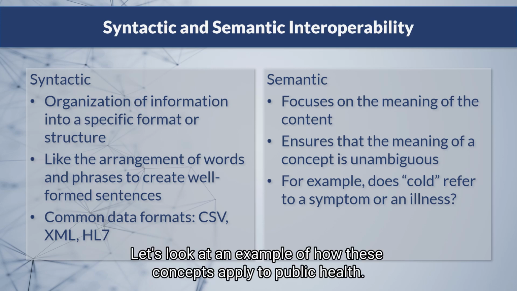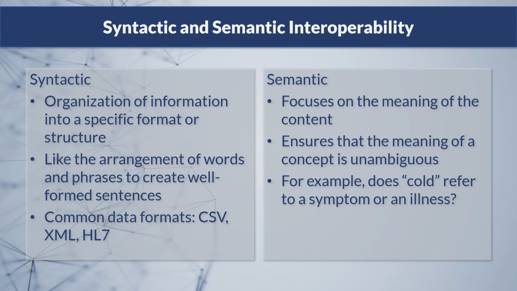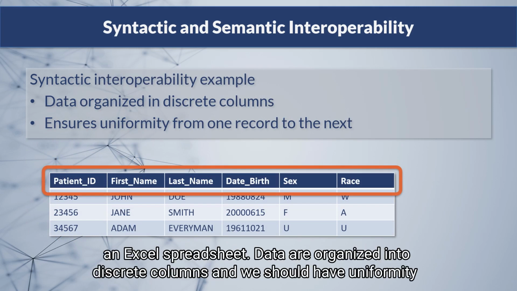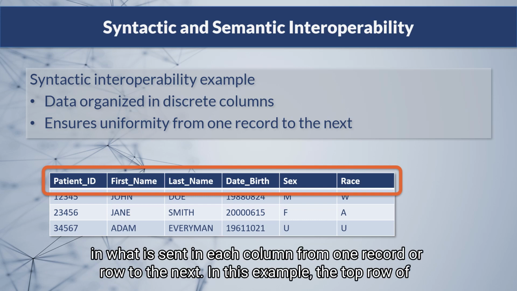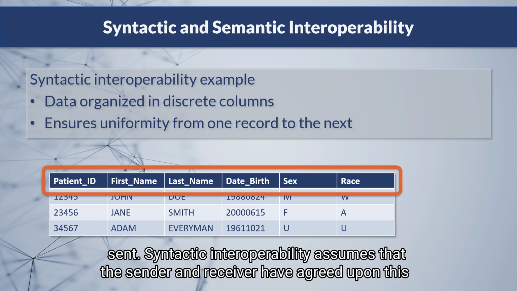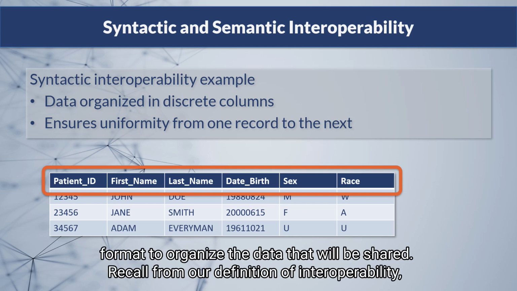Let's look at an example of how these concepts apply to public health. Probably the simplest example of syntactic interoperability in public health would be an Excel spreadsheet. Data are organized into discrete columns, and we should have uniformity in what is sent in each column from one record or row to the next. In this example, the top row of the spreadsheet lists the data elements included in the dataset in the order that they should be sent.